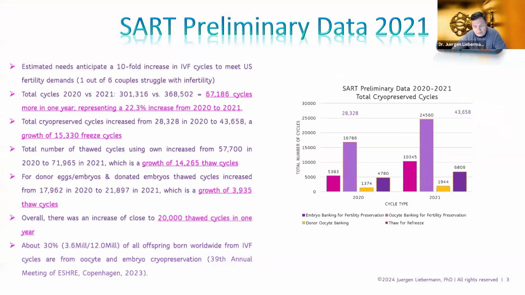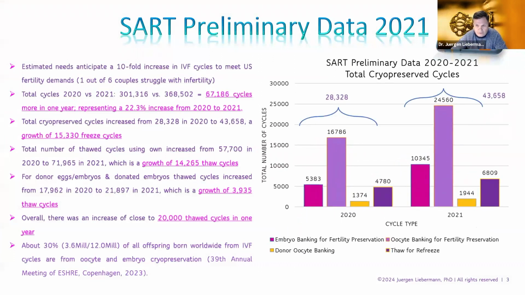When we look at the recent data from SART published in 2021, and we compare 2020 to 2021, we see an increase of IVF cycles of about 67,000 cycles. If you look at the number of freeze-all cycles, we see about 14,000. And if we look at freeze-all cycles for donor and embryos, about 4,000. And for cryopreserved oocytes, is it embryo or oocytes, about 15,000. So altogether, we have an increase of about 20,000 cycles in 1 year.